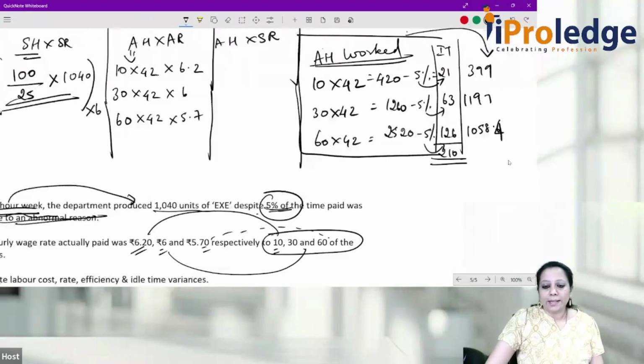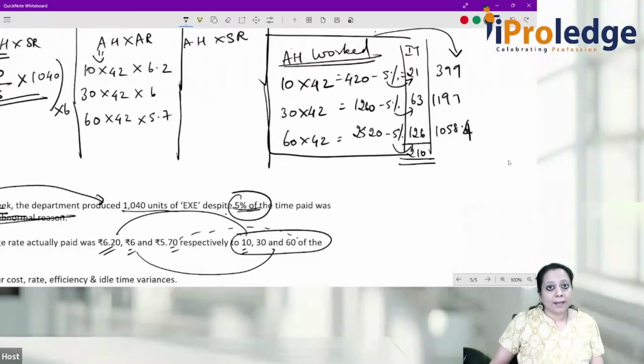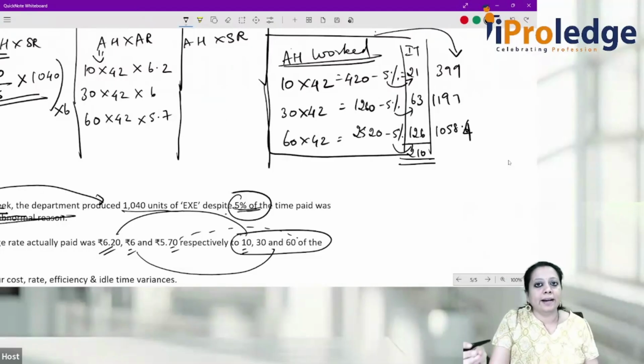I know it is a little bit cramped. I wanted to explain it fast, so I have made it cramped. Any doubts, please do ask me. 420, out of that 5% I've written as idle time. 420 minus 21, 399 is the actual hours worked. All right, students, everyone?